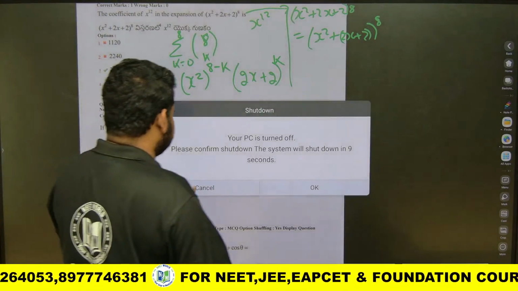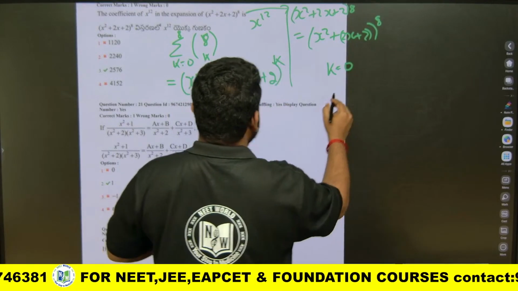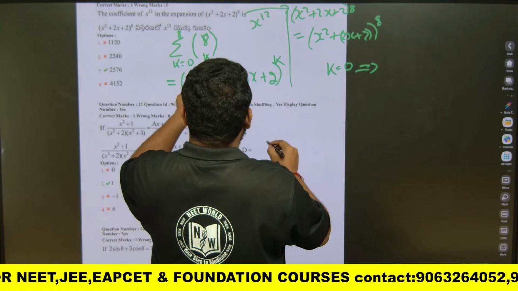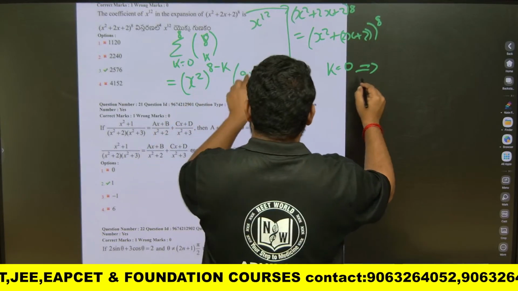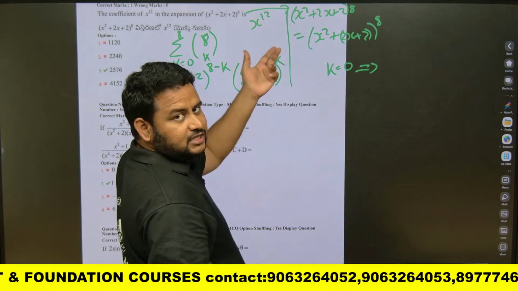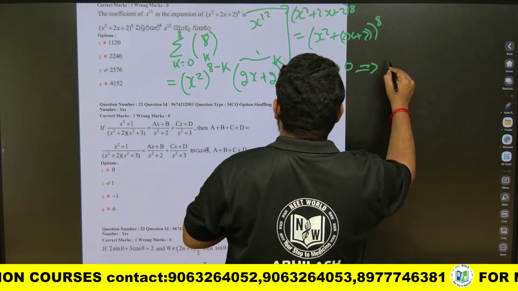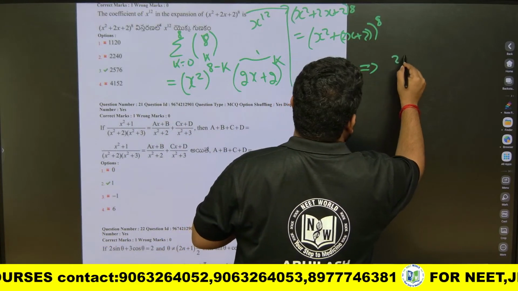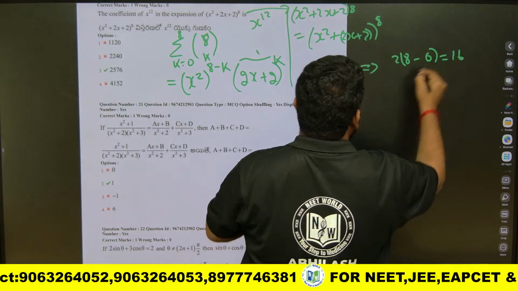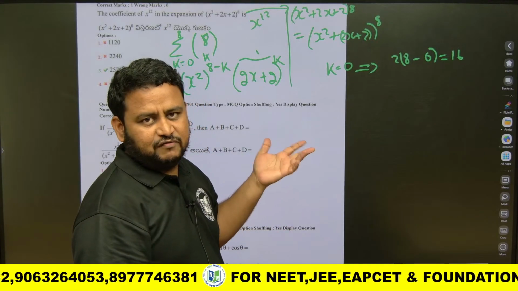If I put k is equal to 0, what will I get? 2x plus 2 to the power of 0, anything to the power of 0 gives me 1. And x square to the power of 8 minus k with k equal to 0 gives me x to the power of 16. So I don't get any coefficient of x to the power of 12.